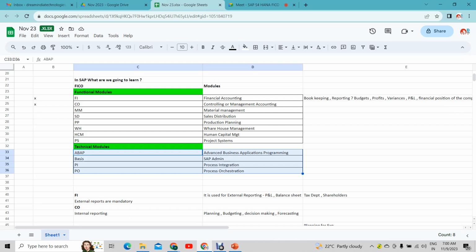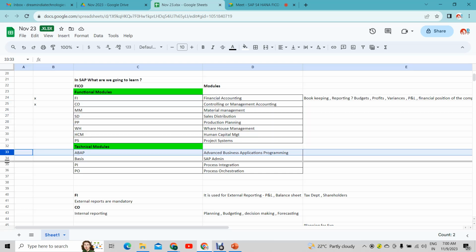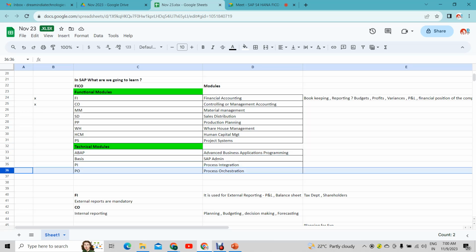Understood? You will understand more. In 1 minute, 2 minutes, we cannot discuss this. It takes maybe 2 to 3 hours of discussion. But at least for now, you should understand what it means by ABAP, what it means by basis, what is PA, what is PO. PAPO is to integrate SAP with third party software applications. Got it?